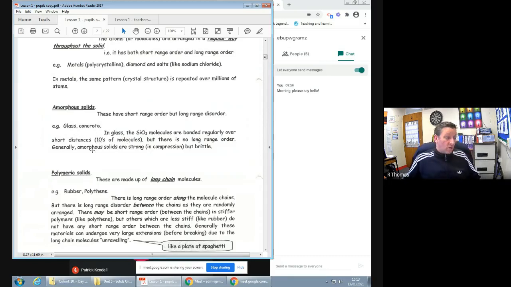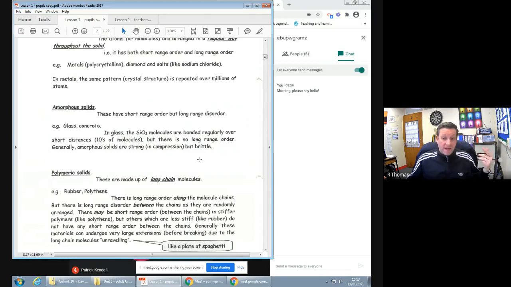Now we can't even comprehend how small that is. But there's no long range order. So they don't go over millions like they do in crystalline solids. And as a result, amorphous solids are strong in compression, but very brittle. So that means if you apply a tensile or a tension force to them, they will snap, okay?